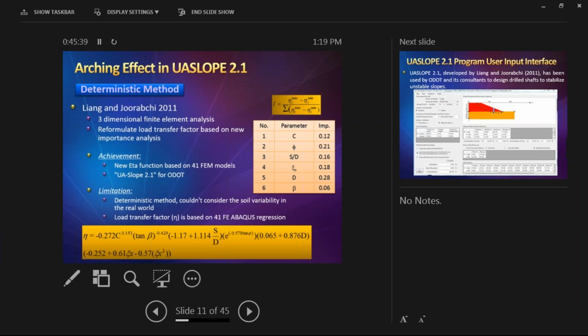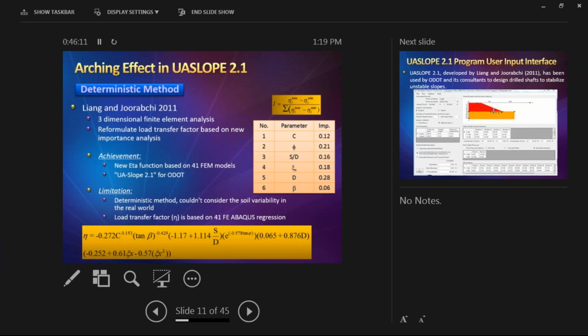So we have done a significant number of finite element simulations using the Abaqus program. The most recent analysis for UASLOPE 2.1 was done by Arash in 2011, which was also part of the Ohio DOT project. And we identified the important parameters that will affect this eta factor.